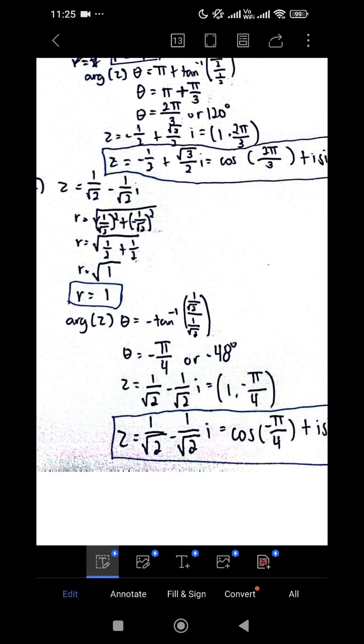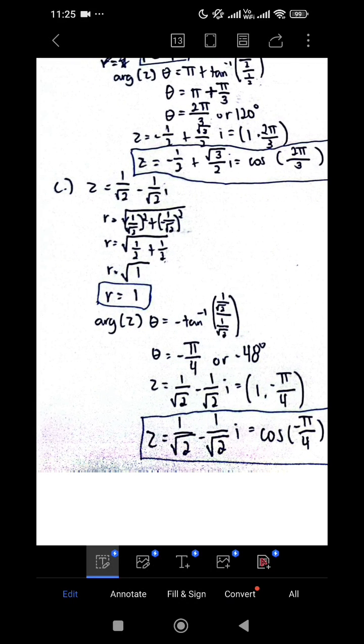We apply the same thing again. So the value is z is equal to 1 over square root of 2 minus 1 over square root of 2 i. So substitute and we will get r is equal to the square root of 1 over square root of 2 squared plus negative 1 over square root of 2 squared. Then we'll get r is equal to the square root of 1/2 plus 1/2, and 1/2 plus 1/2 is 1, and the square root is simply 1, so r is equal to 1.